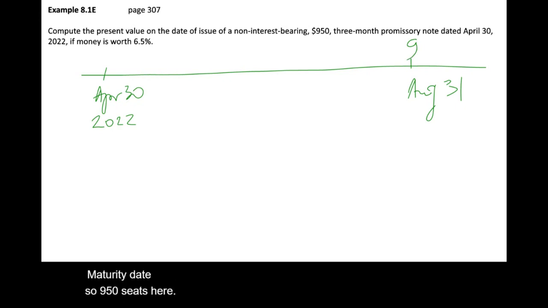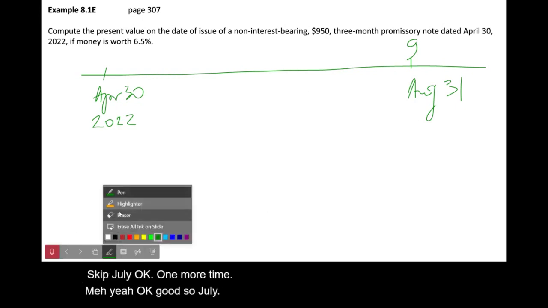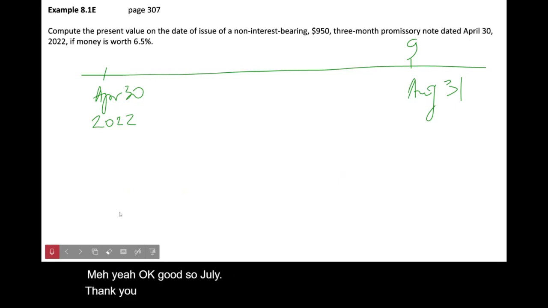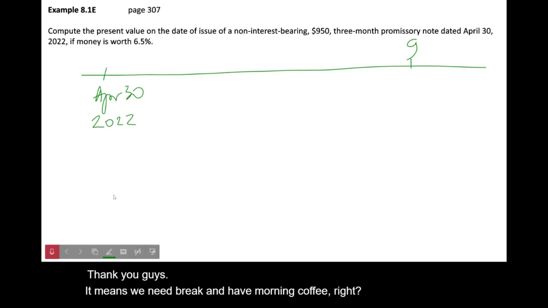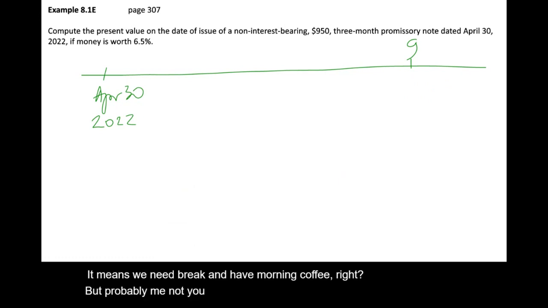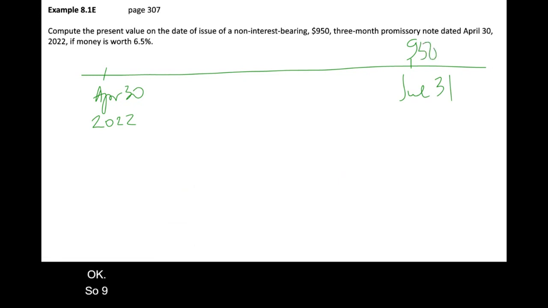I skipped July. Okay, one more time. May. Yeah, okay, good. So July. Thank you, guys. It means we need break and have morning coffee, right? But probably me, not you. So May, June, July. July 31st. Okay. So 950 sits here.